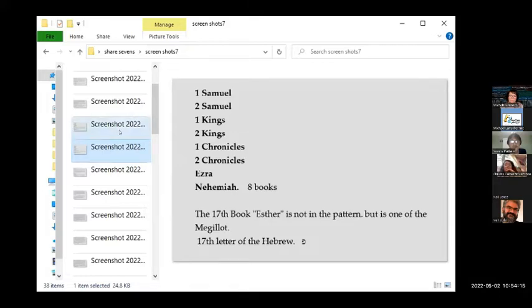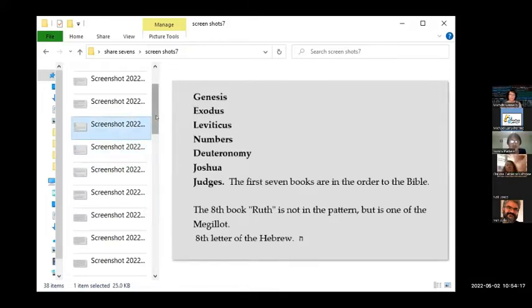Now, when I put these 22 books of the Old Testament in order to the Bible that are in the pattern, it gives me the first 7 books, perfect order. And then the book of Ruth is not in the pattern. She's not represented in the pattern at all, except this could be her representation. This is her job to separate the first 7 books.